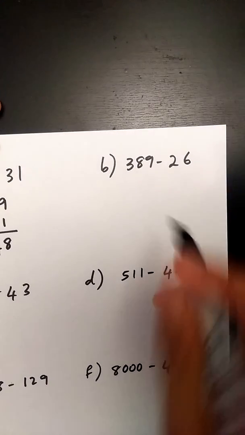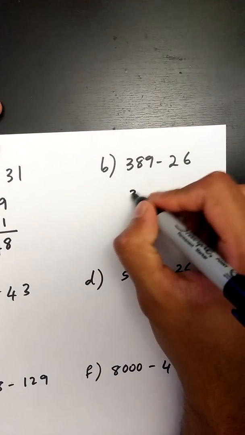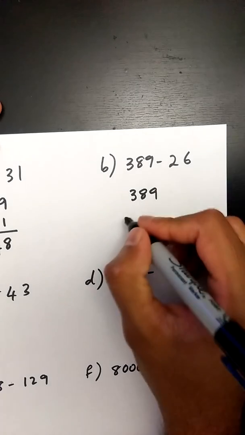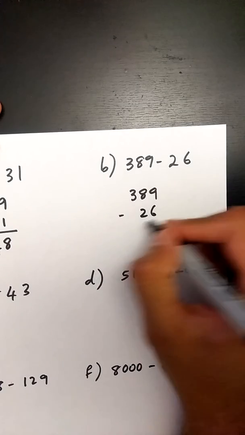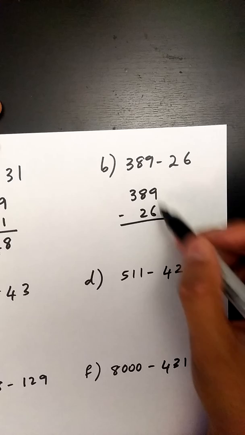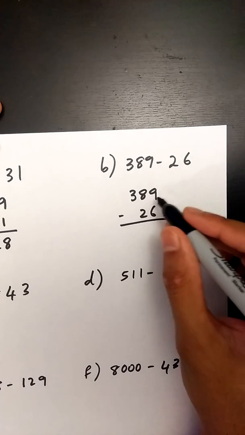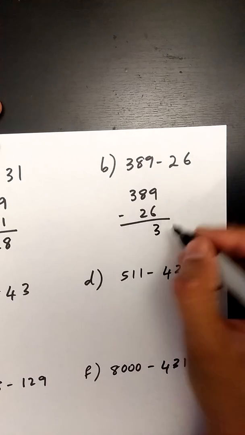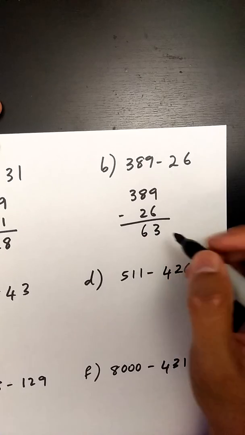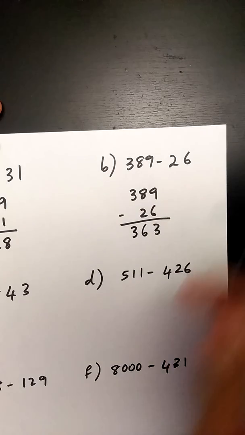Let's do quite a few examples to understand different types. In the second example, we have a different number of digits. Again, make sure it's aligned to the right, and then do your subtraction. 9 minus 6 is 3. 8 minus 2 is 6. 3 minus 0 is 3.